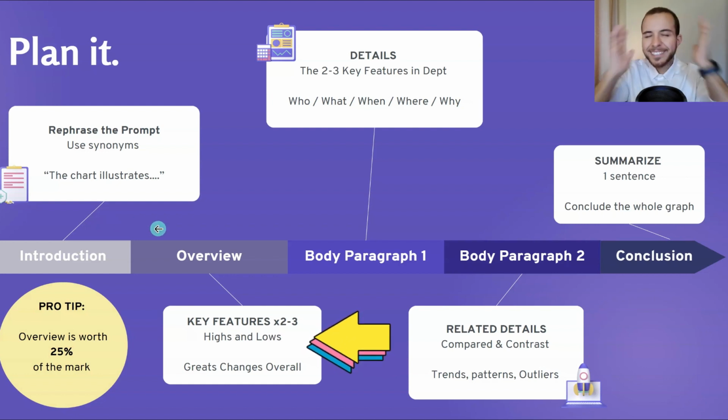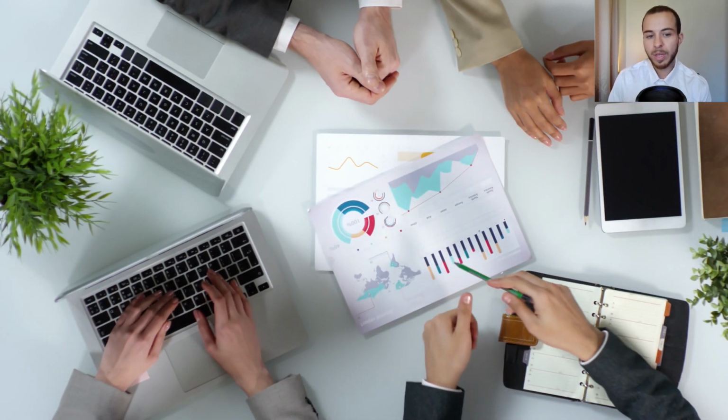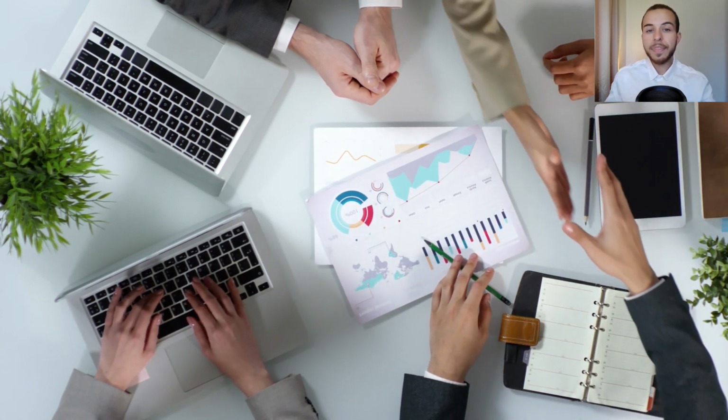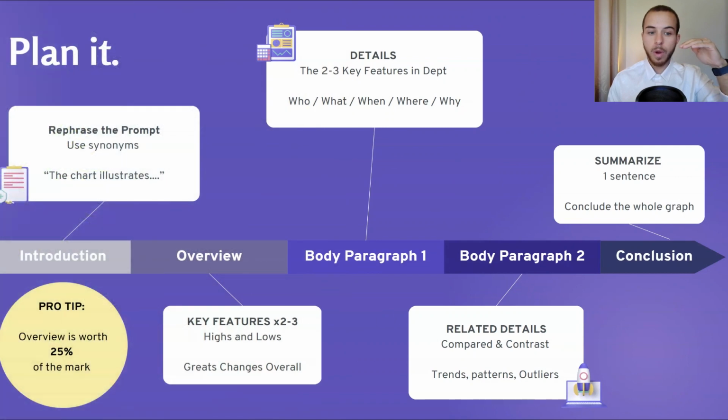Overview, again, is so important. Please don't forget the overview. It is essential. You can start by talking about the 2 to 3 key features in the graph. Usually, we're looking at the extreme high and the extreme low. Or we're looking at the greatest change over time. So the one that had the biggest change.